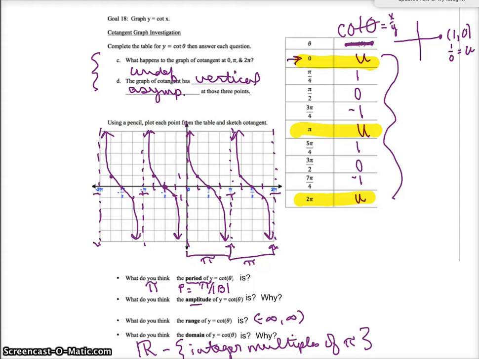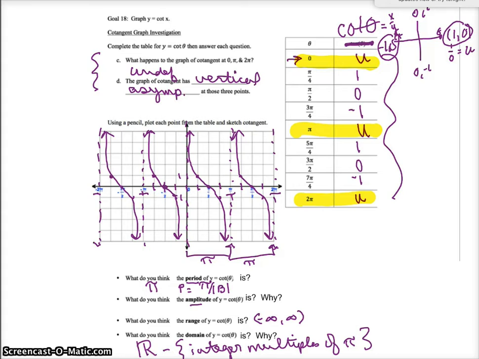And again, if you look over at our coordinate plane that we drew at the ordered pairs, cotangent, because it is x divided by y, will always be undefined when y equals 0. And that's along the x-axis of the unit circle, or 0, pi, 2 pi, 3 pi, 4 pi, and so on.